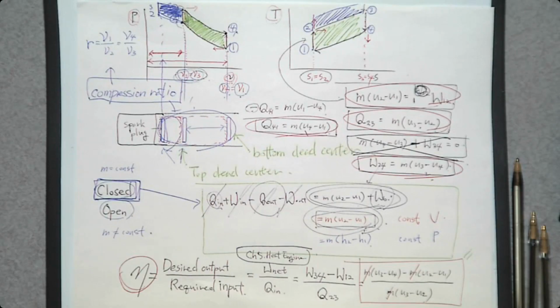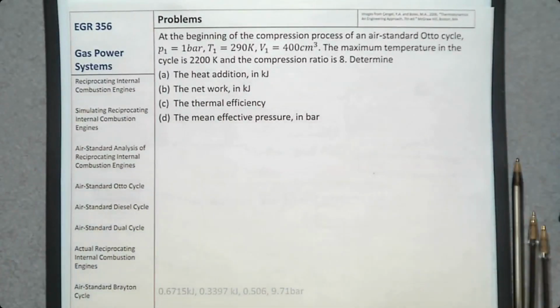So there are not many equations here. We are going to use them to solve a problem. So basically, what you can expect is whenever you see an Otto cycle, you need to determine U1, U2, U3, U4 first. Then you can start analyzing this cycle. Okay? So let's look at this problem.